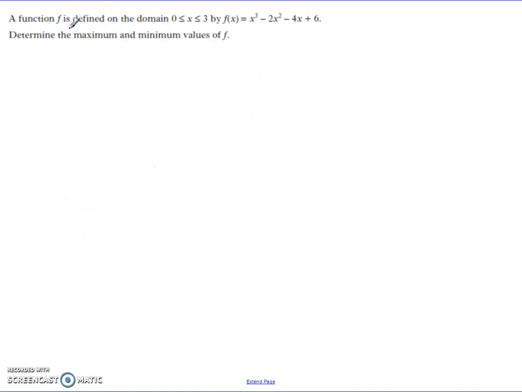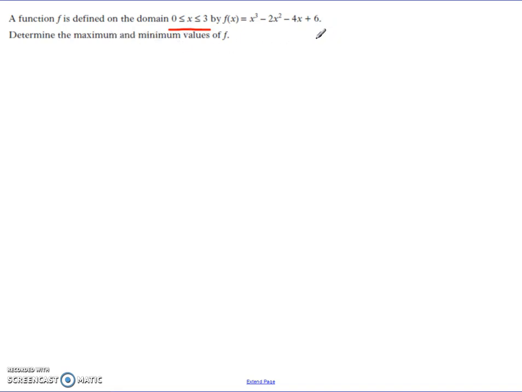The last question was looking at maximum and minimum values in closed intervals. So function f of x is defined on this domain, 0 less than or equal to x less than or equal to 3. And this is the function here, f of x equals x cubed minus 2x squared minus 4x plus 6. I want the maximum and minimum values.